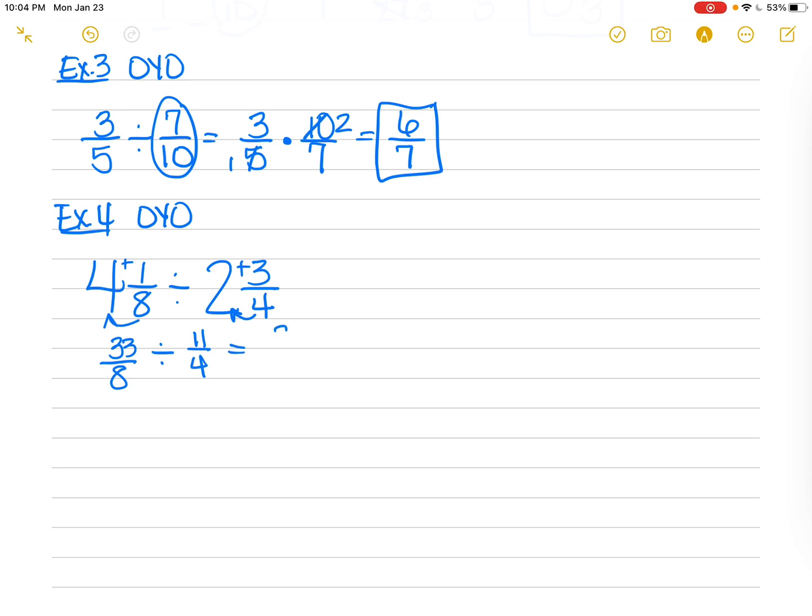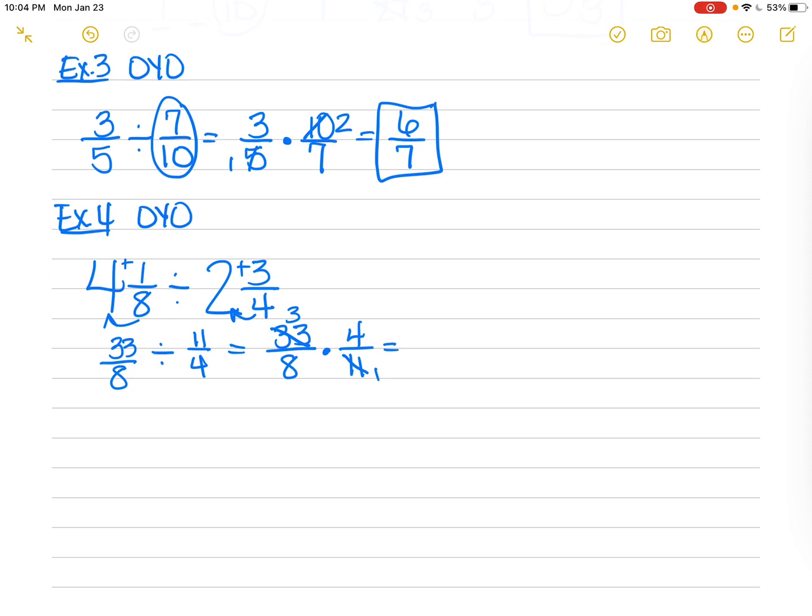Now I'm going to change it to multiplication. So the first fraction stays the same. Change it to multiplication. And then I'm going to flip that second number. So I'm writing its reciprocal. Okay, now I'm going to simplify on both diagonals, this one and this one. So first I'm going to do the 33 and the 11. Those can both be divided by 11. So this is going to become 3. This is going to become 1.